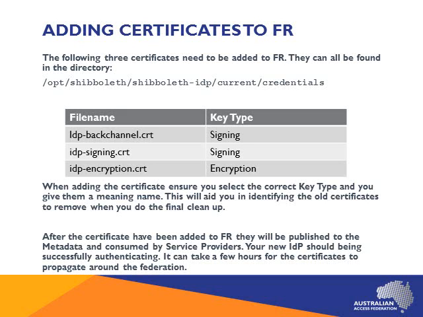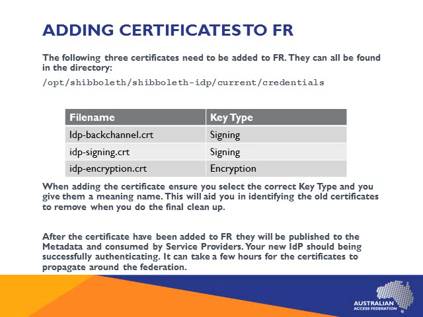Adding certificates to the Federation Registry. The following 3 certificates need to be added to FR. They can be found in the directory /opt/shibboleth/shibboleth-idp/current/credentials. The files are idp-backchannel.cert, which is a signing certificate, idp-signing.cert, again a signing certificate, and idp-encryption.cert, an encryption certificate.